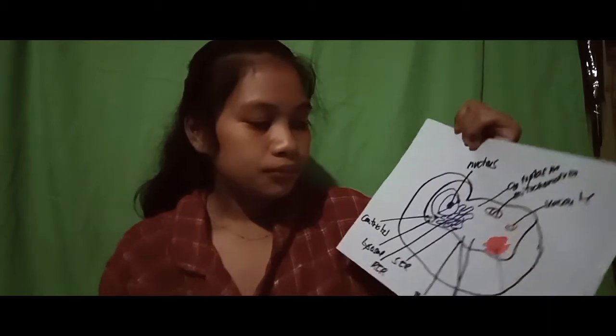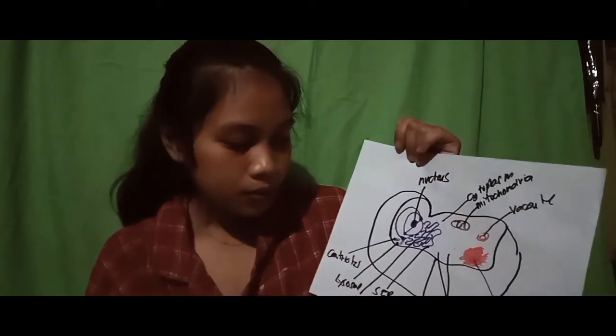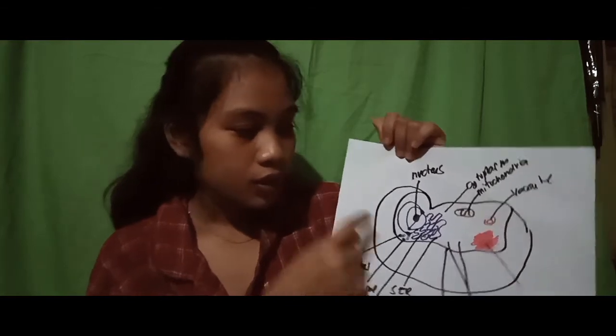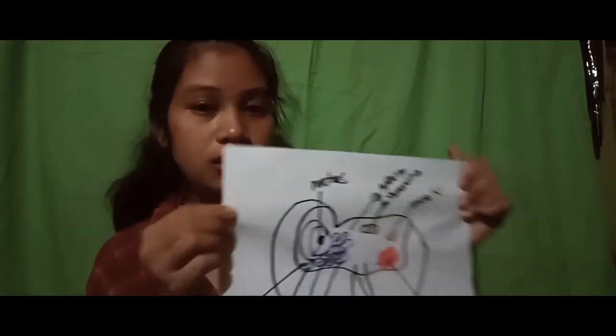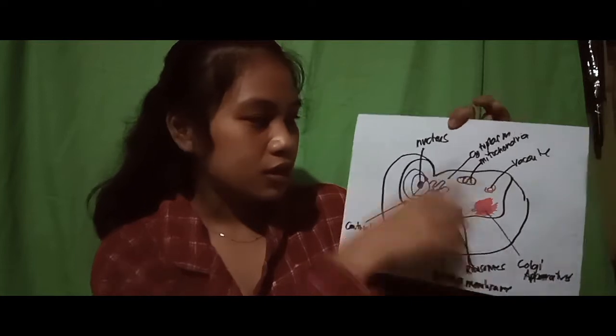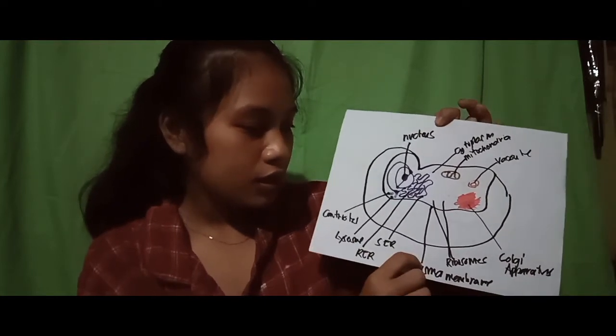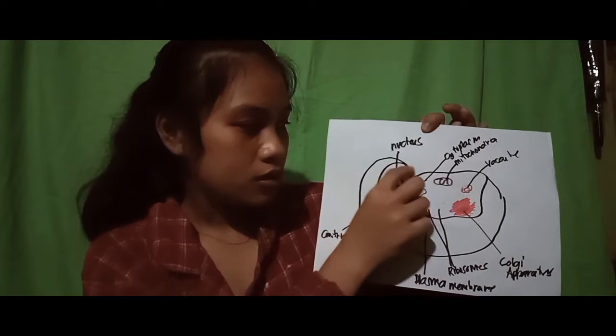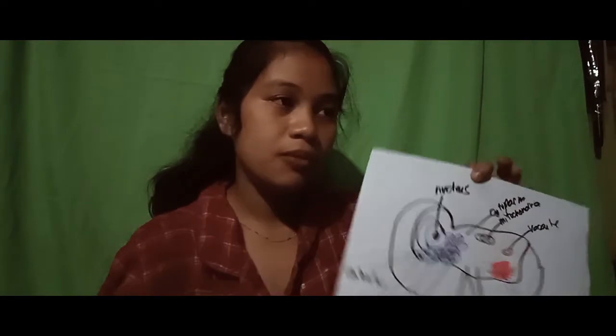So let's go to the parts or the structures of it. First, let's start with the plasma membrane. I have this illustration. I tried to draw it because I can't really do it without this illustration. So this is the plasma membrane, this one. The plasma membrane is the one that controls what can get in and get out of the cell.